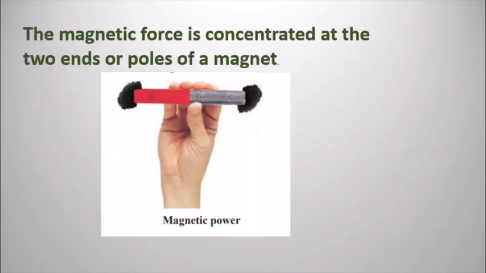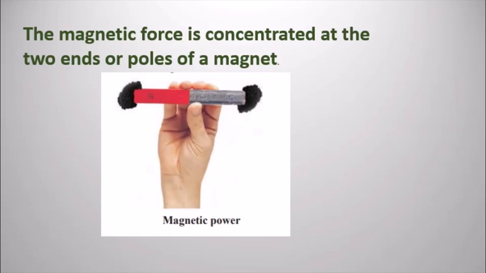Now, the points at the two ends of the magnet, we call the two poles of the magnet. One pole is called the north pole and one pole is called the south pole. The north pole is denoted by capital N, and the south pole is denoted by capital S.